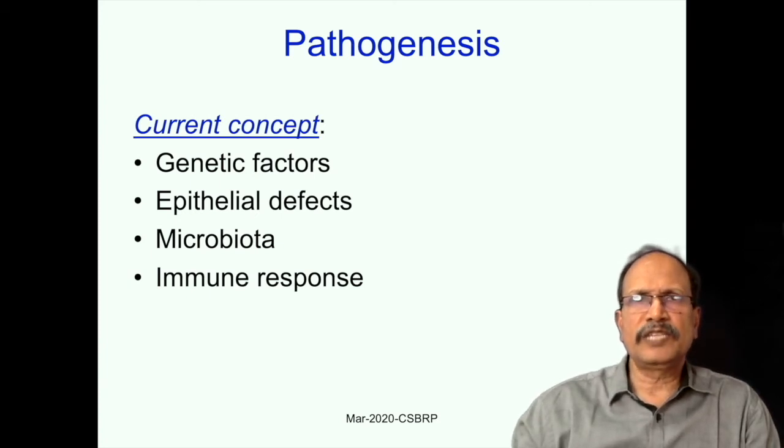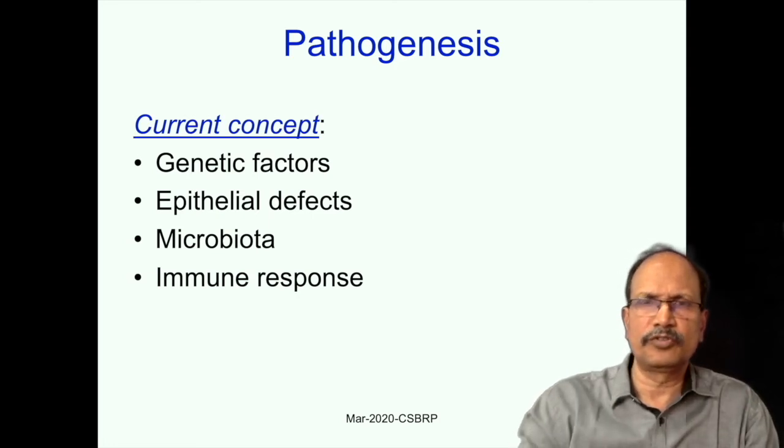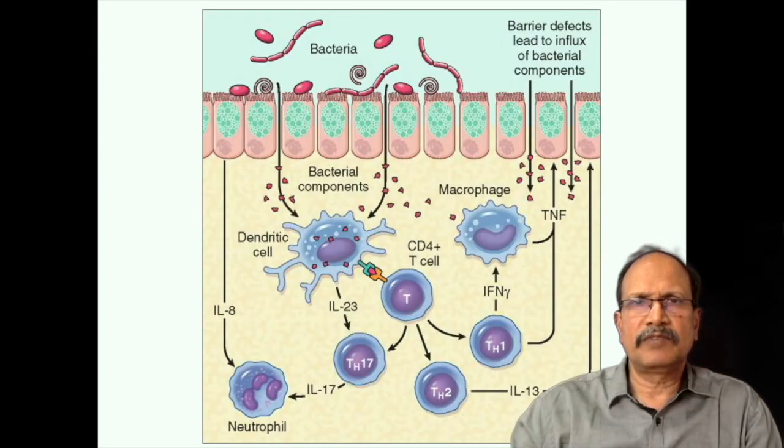If you look at the pathogenesis of inflammatory bowel disease, it's multifactorial. Genetic factors, epithelial defects, microbiota and immune responses are the ones which are implicated in the pathogenesis of inflammatory bowel disease. But what you should know is, to start with, this diagram represents the components which we enumerated in pathogenesis. So understand the structure of epithelia, which is a very important component in this pathogenesis.